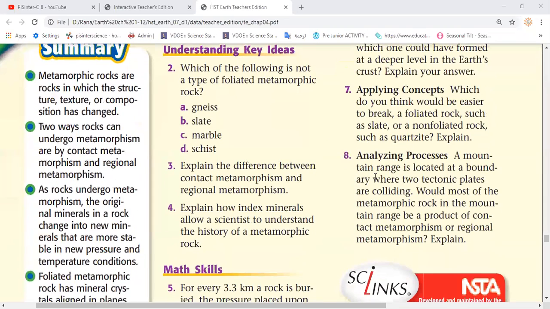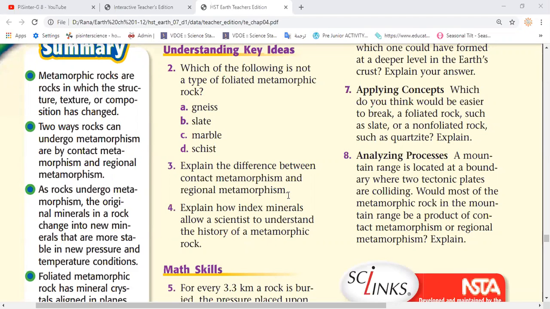So let's pass to question number 8. A mountain range is located at the boundary where two tectonic plates are colliding. Would most of the metamorphic rock in the mountain range be a product of contact metamorphism or regional metamorphism? Explain your answer. So that means if we have a mountain, this mountain already contains metamorphic rocks. We ask whether this mountain was formed due to contact metamorphism or regional metamorphism. He gave you a little hint that this mountain is found on the boundary between two tectonic plates which are colliding, or hit each other. So what do you think your answer is?